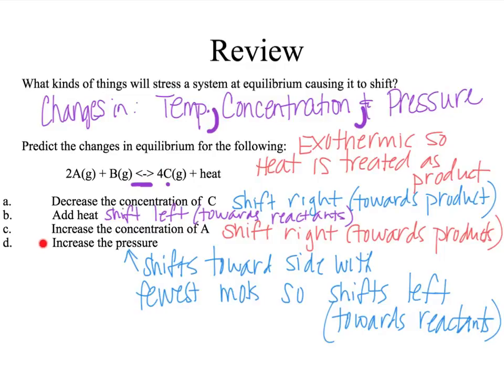Okay, and then the last one is increase in pressure. An increase in pressure is treated a little bit differently. Whichever side of the equation has the least number of moles, the fewest number of moles, that's where it's going to shift towards. This side has 4, this side only has 3. When I increase the pressure, this is going to shift towards the left, so it would make more reactants.